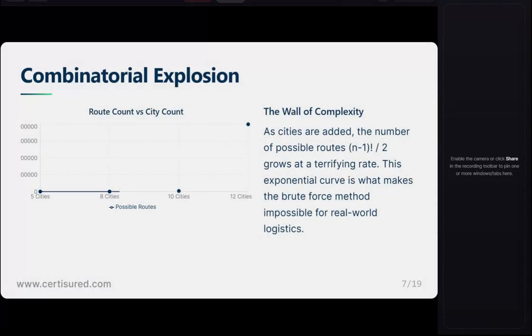Let's look at this chart. As we add cities, the route count doesn't just grow, it explodes. Notice how the line starts to head almost straight up? This combinatorial explosion is why real-world logistics can't rely on simple trial and error. We hit a wall of complexity that requires a much smarter approach.